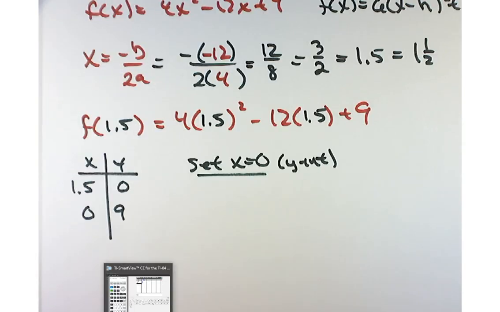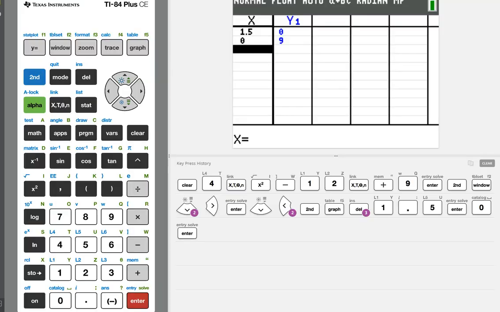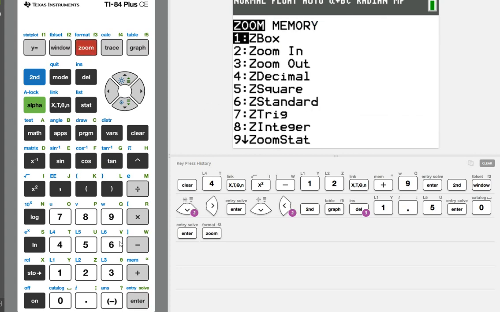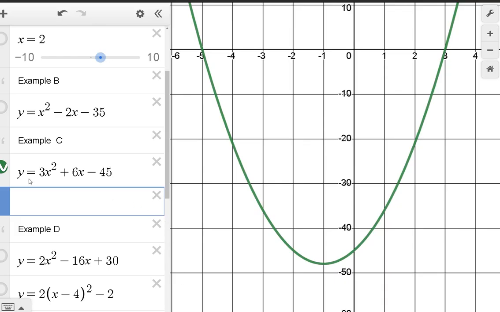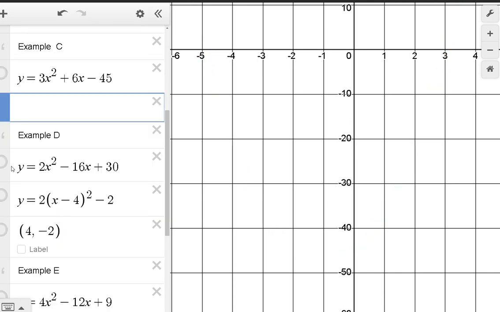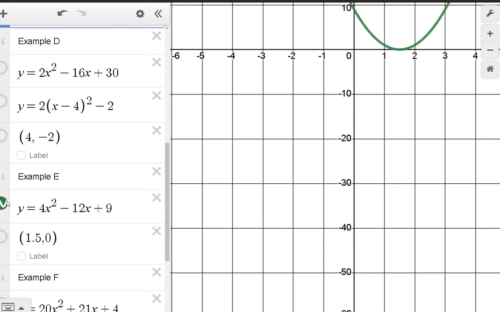And maybe we should take a look at this problem a little bit on the graph. After all, this is a graphing calculator. Probably the most basic setting you can do is the standard setting. So hit the zoom key and hit zoom 6, zoom standard. Can you see anything unusual about this parabola? Something that hasn't quite happened before. Maybe we'll look at it on Desmos. So let's shut off this one and go down to example E.